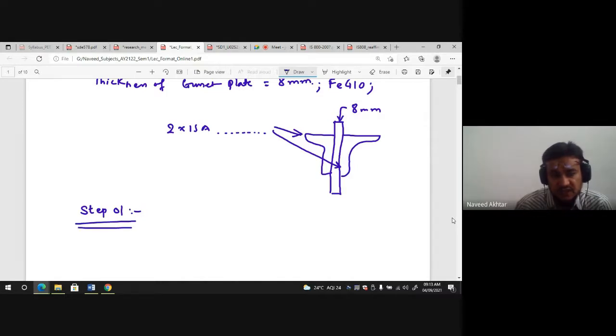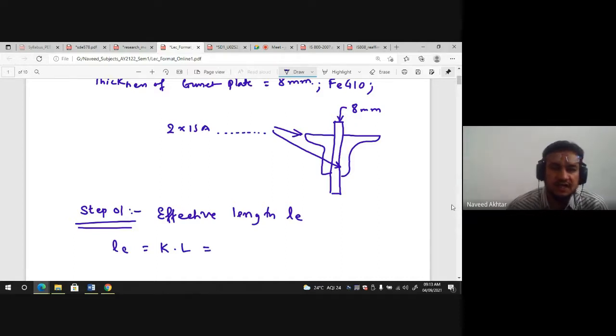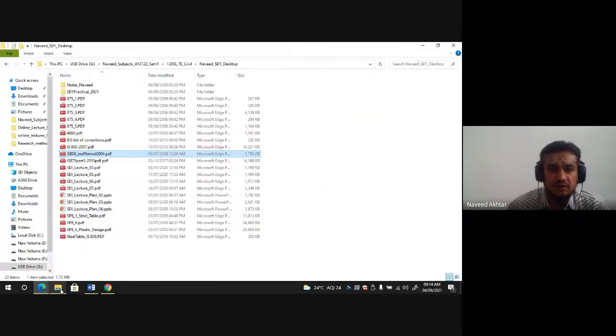Step number 1 is finding out the effective length of the member, called LE. So LE is equal to K times L. K for double angle section we have to know from our previous lecture notes.